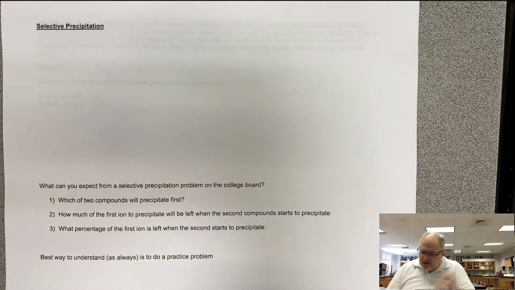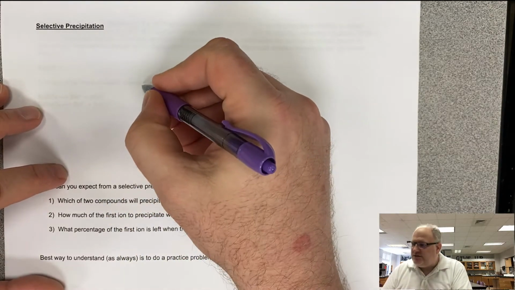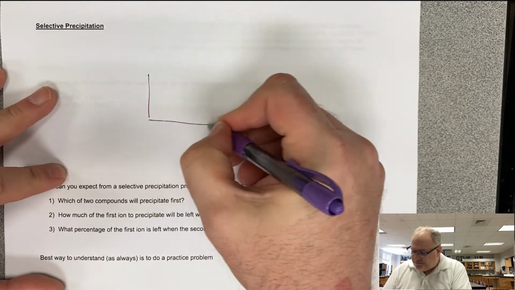So what we're going to start talking about right now is selective precipitation. That is when you have two ions sitting there, and then you throw an ion into that solution that both of them want to precipitate out with. One of the two of them is going to precipitate out first.